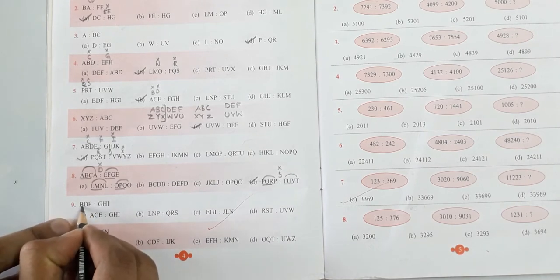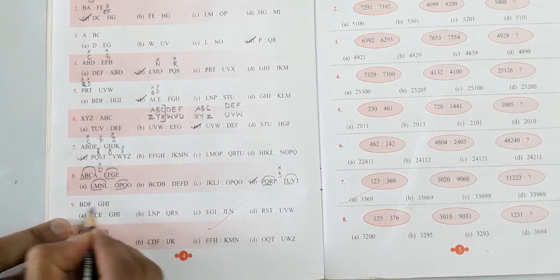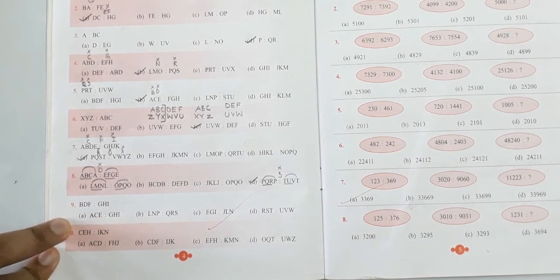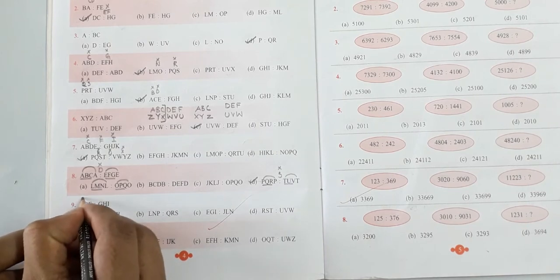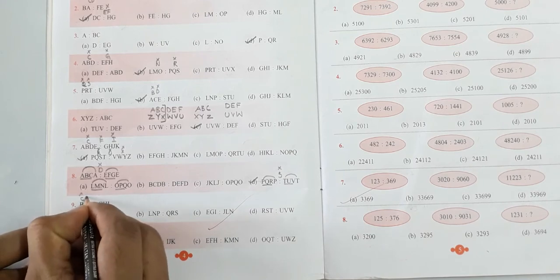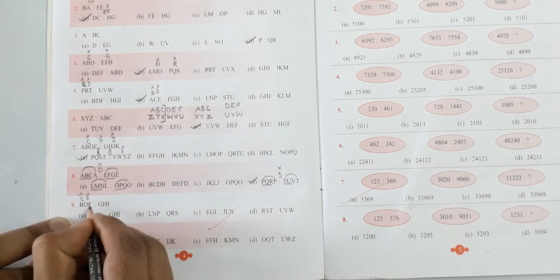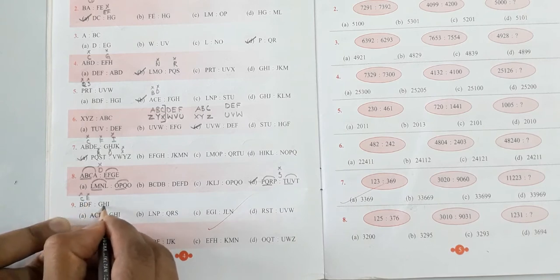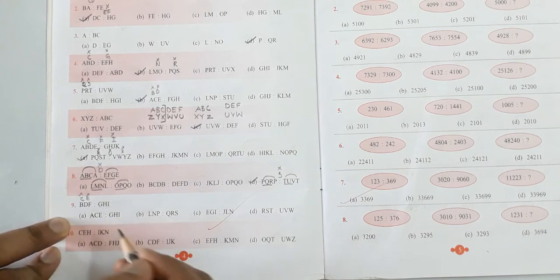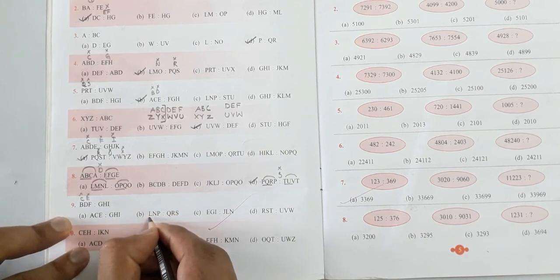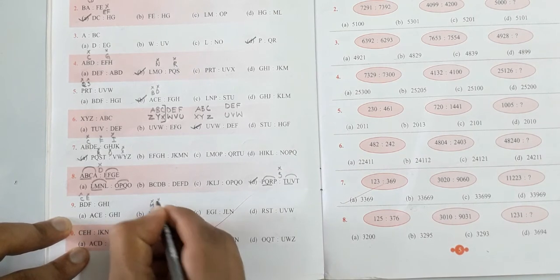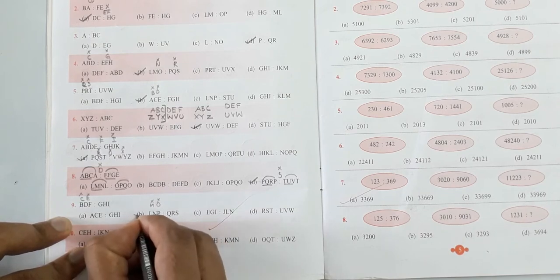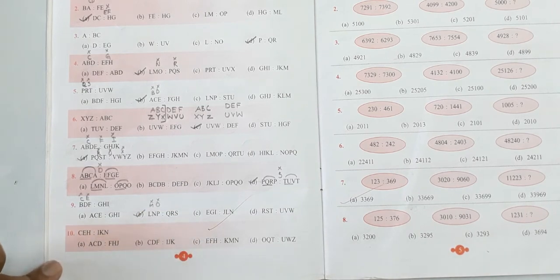Look, B, D, F, G, H, I. If we observe, it's very clear that they are in sequence, but let us see the missing letters once. B, C is missing, D, E is missing, F. Next continuous F, G, H, I. Like that pair we have to find. Check the option B. L, M is missing, N, O is missing, P, Q, R, S. So option B is the right answer.